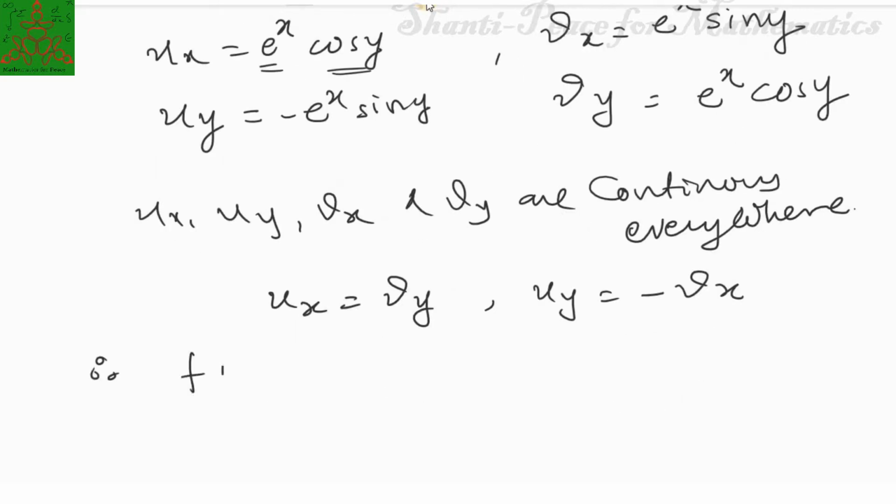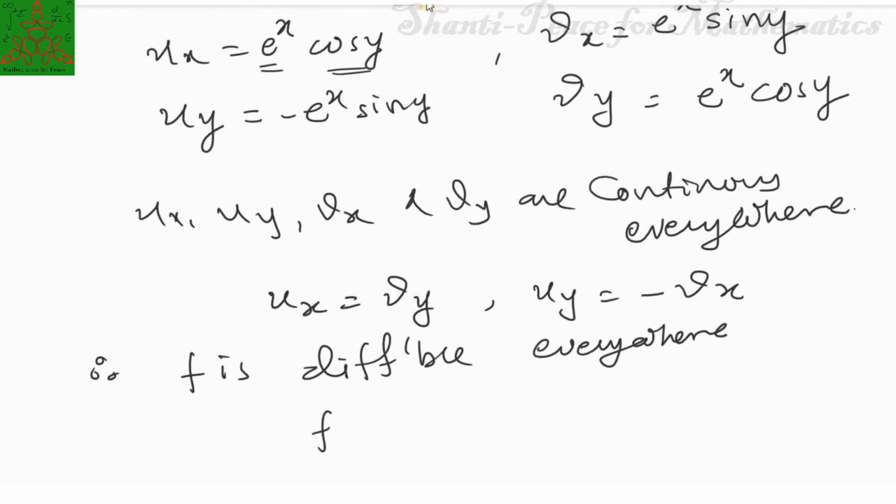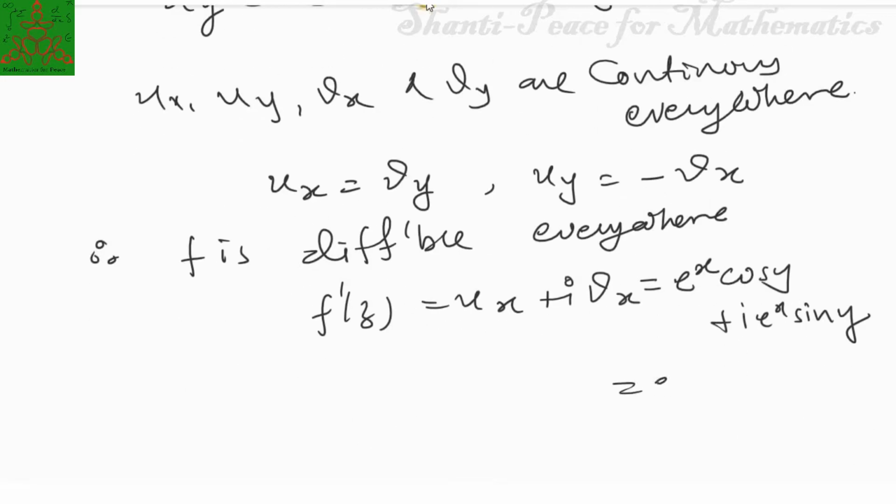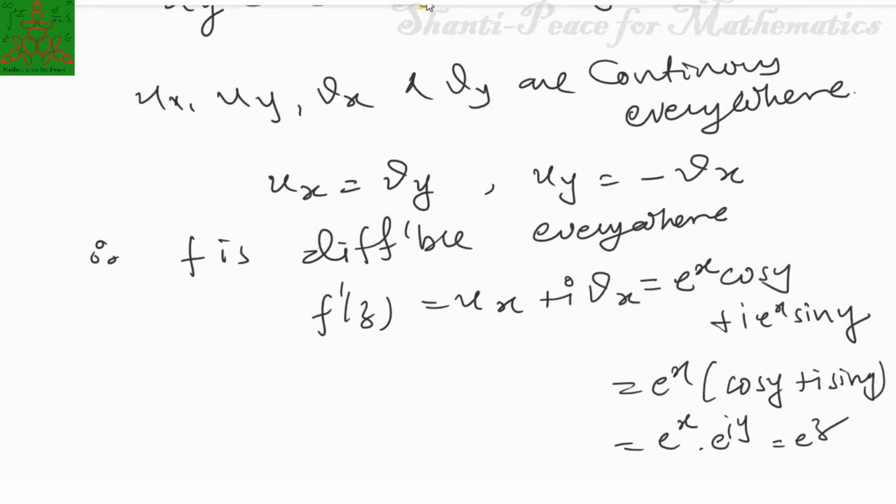So therefore f is differentiable everywhere. And what will be the derivative of that function? That is f dash of z, that is u_x plus i v_x as per the formula we have derived, that is e raised to x cos y, that is u_x we have here, v_x is e raised to x sin y, plus i e raised to x sin y. So that we can write e raised to x common out, cos y plus i sin y, and that can be written as e raised to x into e raised to i y, which is the same as e raised to z. So what we have proved here is that the derivative of e raised to z is e raised to z.